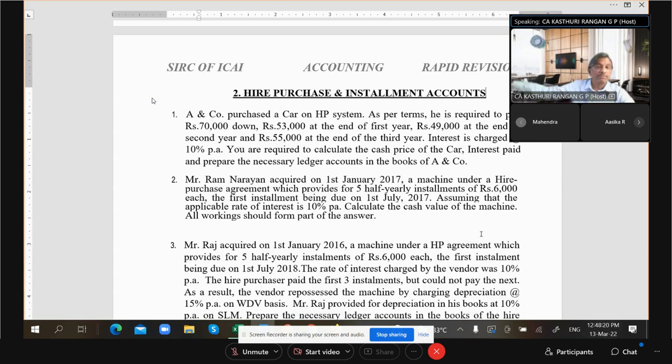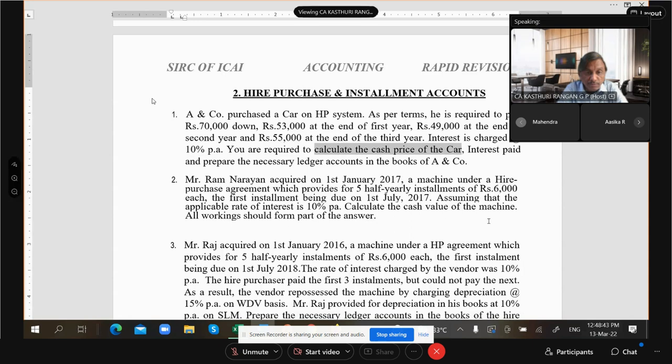But friends, in this chapter, the most important adjustment will be to calculate the cash price of the car, cash price of the asset. The installment payments will be given to you, down payment will be given, rate of interest will be given, cash price will not be given.